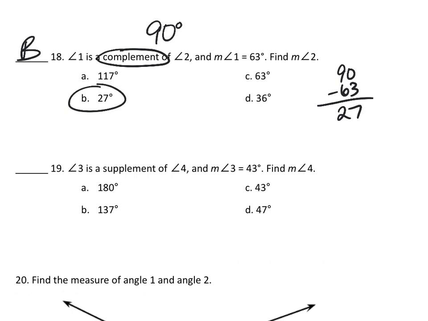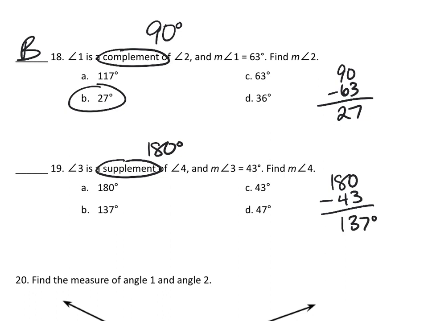The next one says angle 3 is a supplement of angle 4. What's my key word? What do those have to add up to? 180. If angle 3 is 43 degrees, what's angle 4? 137, and we found that just by doing 180 minus 43, 137. Amazing. Okay, complement, supplement. Put those words in your brain. That's what we need to know. Complement is 90, supplement is 180.